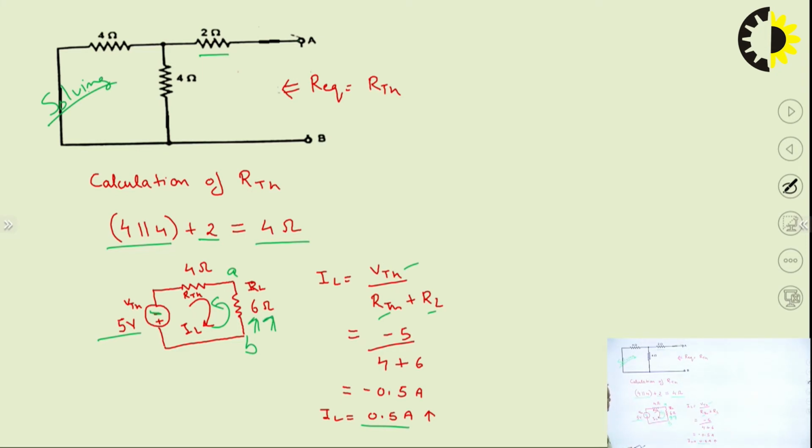So we have found the value of VTH, we have found the value of RTH, then we have made the equivalent circuit, and we have found out the current which is flowing through 6 ohm resistance, and this is the required answer, right?